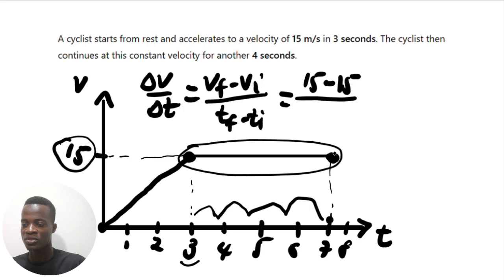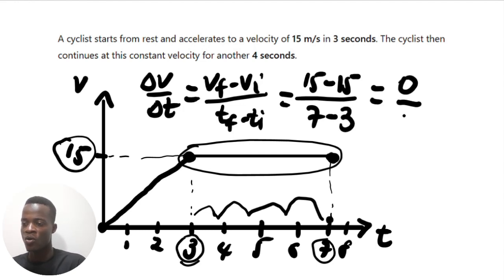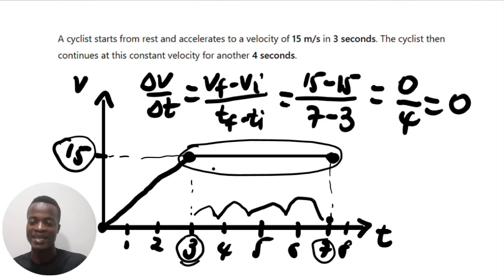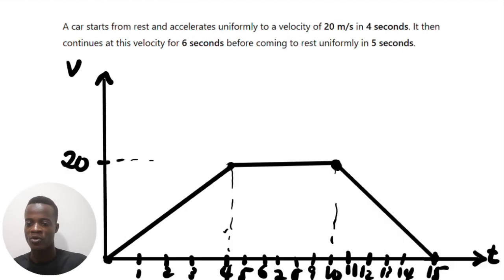But the time is what? The final time here is 7 minus the initial time here, which is 3. So we have 15 minus 15, which is 0, over 4, and 0 over 4 is 0. Whenever the line is horizontal, the acceleration is 0. So we don't even bother to calculate for horizontal stuff.